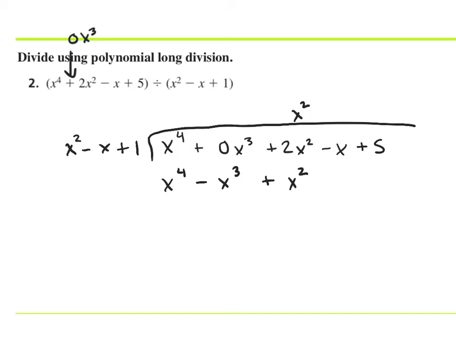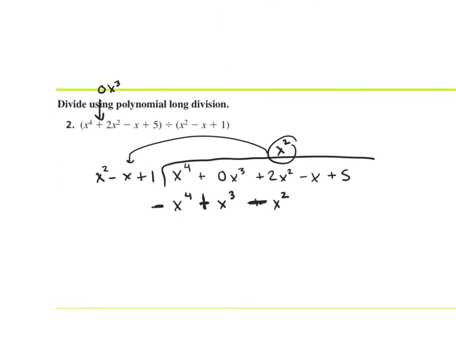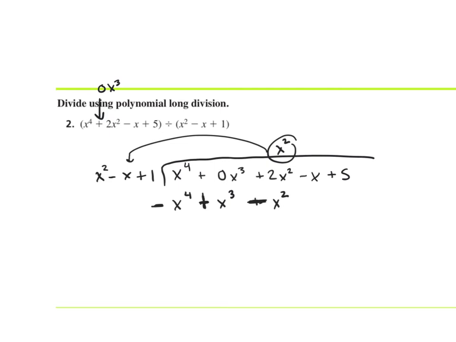What do I do next? Change the signs. So we have negative, positive, and negative. We always flip the signs here because we have to in order to get these to cancel out. What is 0x cubed plus x cubed?